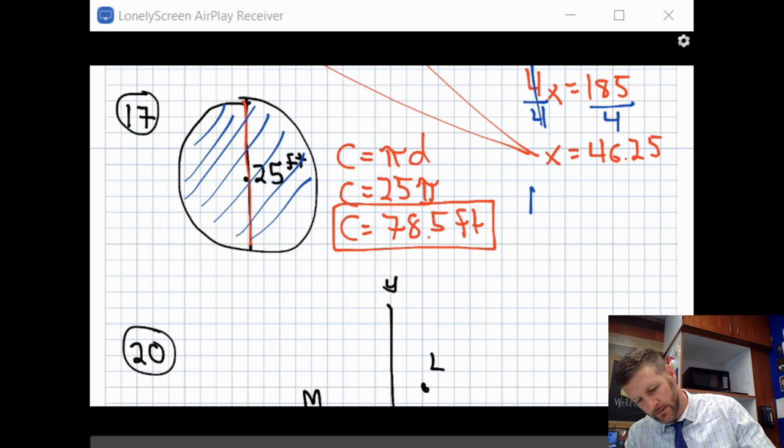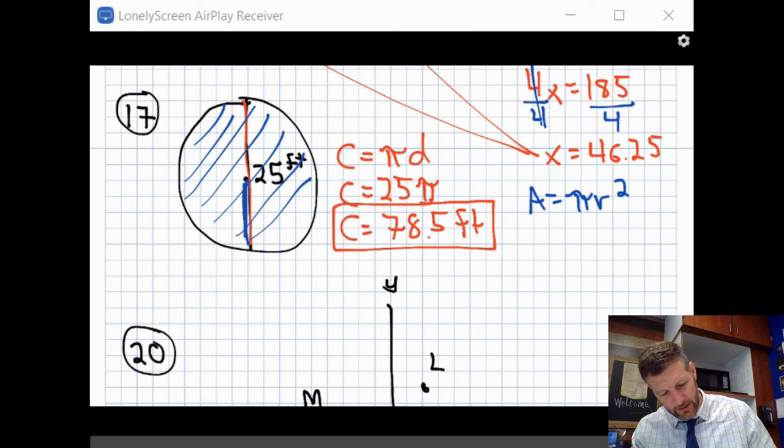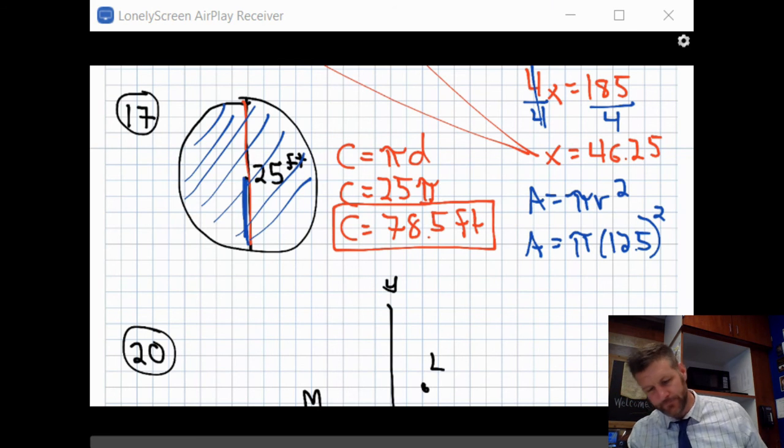Well, area is equal to pi r squared. So we need the radius for this. Don't use 25 for your radius or you're going to be in trouble. Your radius is half of the diameter, so your radius is going to be 12.5. So pi times 12.5 squared is going to be my area.